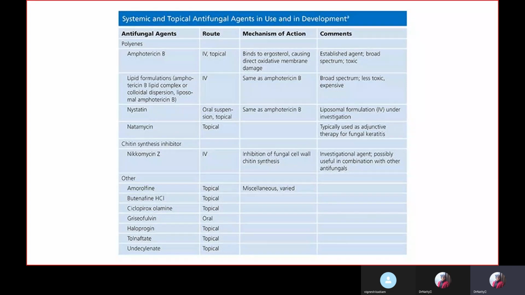The main systemic antifungal drugs include amphotericin B. After that you have nystatin also. So these are the two systemic antifungal drugs. They are available in topical form as well. So you go for topical first. If it is not subsiding, then you go to the systemic version.